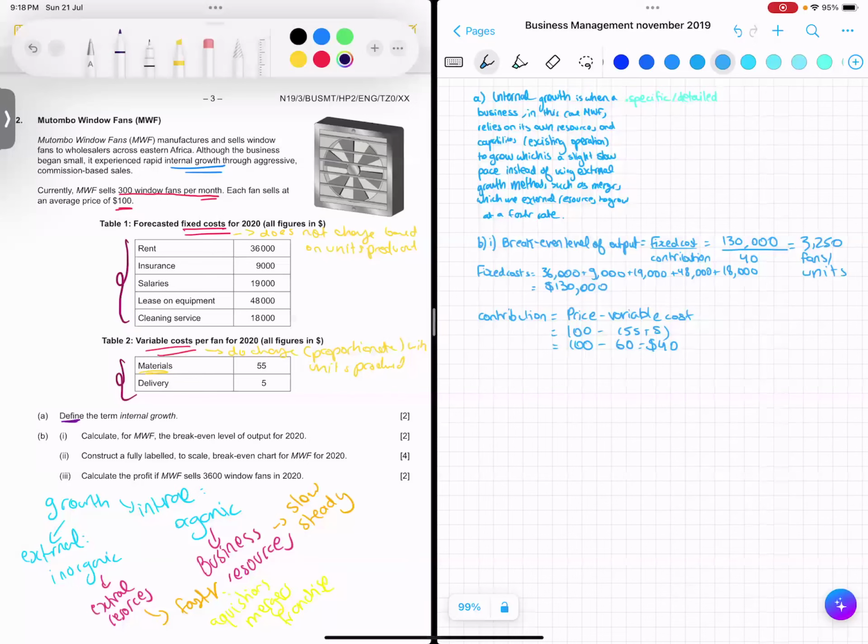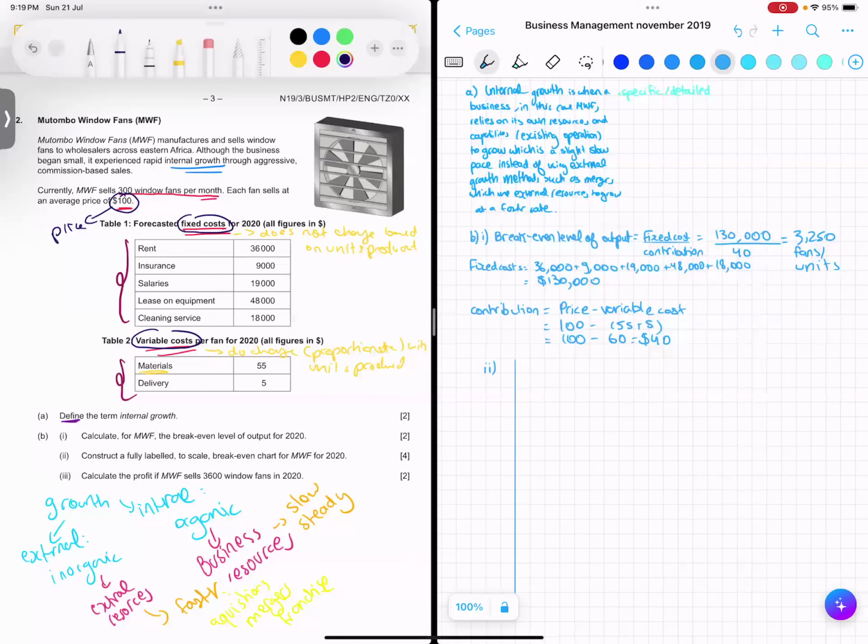So B number 2, construct a fully labeled break-even chart. This is a bit long, but we're gonna do it. I'm gonna teach you a trick because when I first learned this, I was pretty confused. First, you begin by drawing a really, really big graph. But this is not all you do. You end up doing a table. I think this is a really good method. I really like this method. So you just do this.